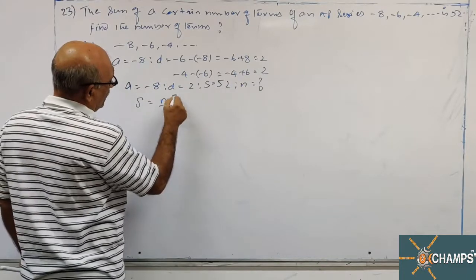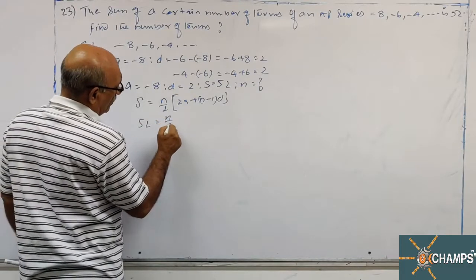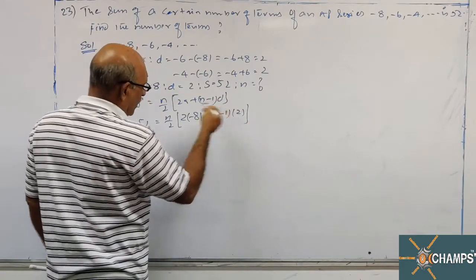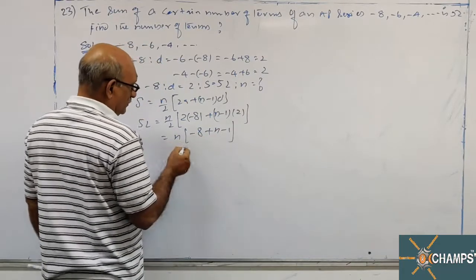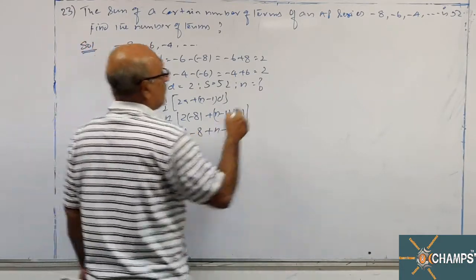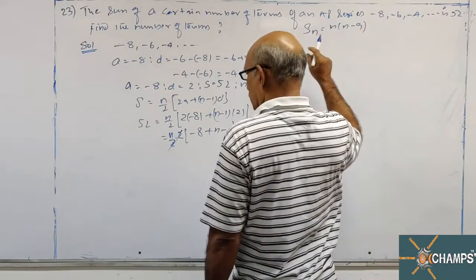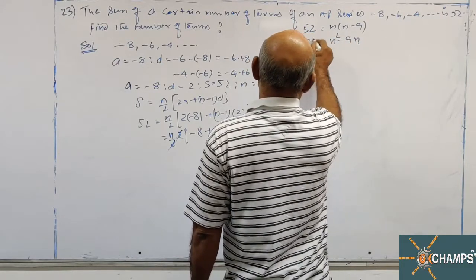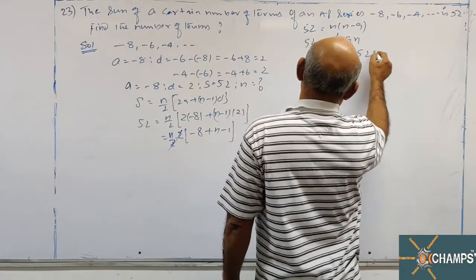S is equal to N by 2 into 2A plus N minus 1 into D. So 52 is equal to N by 2 into 2 into minus 8 plus N minus 1 into 2. You can take 2 as common: minus 8 plus N minus 1. The 2 cancels. Sn is equal to N into N minus 9. So 52 is equal to N square minus 9N. N square minus 9N minus 52 is equal to 0.